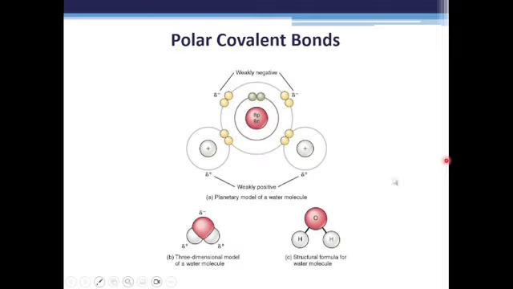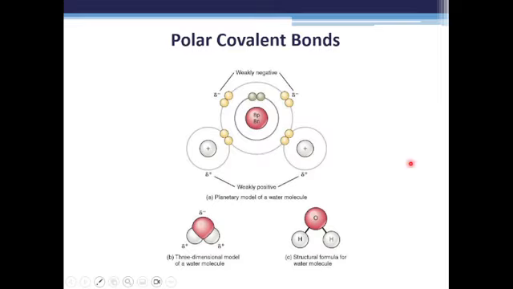This unequal sharing occurs because one atom is more electronegative, meaning that it pulls electrons closer to itself. As a result, we have a weakly negative side here and a weakly positive side here. So this is the water molecule. We have a partial negative, a partial positive. That's why they are not balanced, unlike the last one.